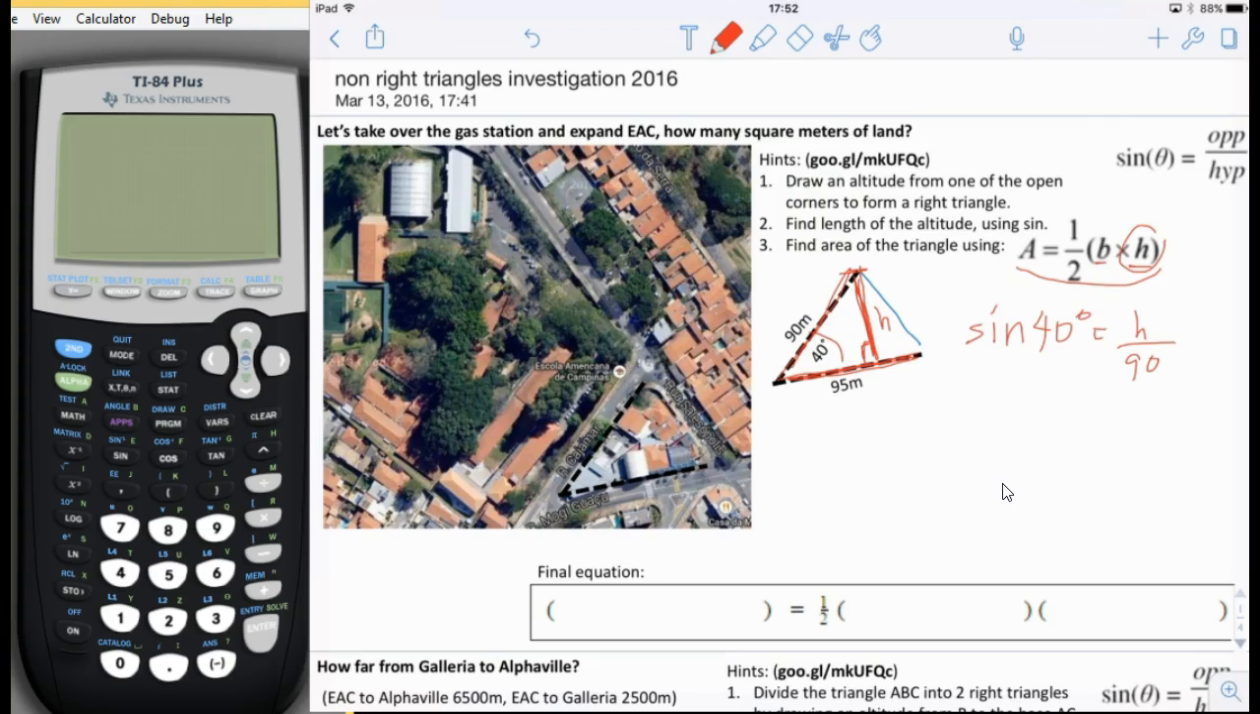Then we can put sine of 40 into the calculator. I've already put it in mode degrees, as you can see. It's very important because you want the calculator to interpret the 40 as degrees and not radians. And the answer is 0.643. So I have 0.643 equals h divided by 90. Now how am I going to find h? I'm going to multiply both sides by 90. Then I'm going to have h equals 90 times 0.643, which is 57.9.